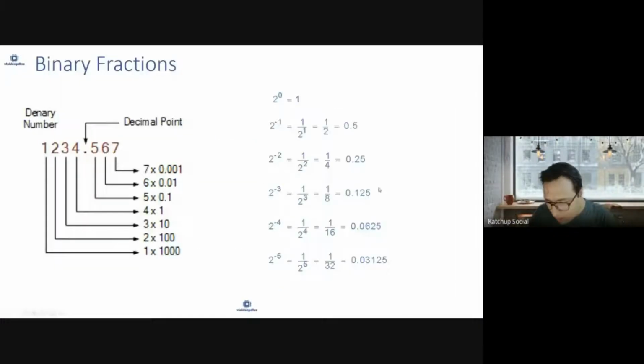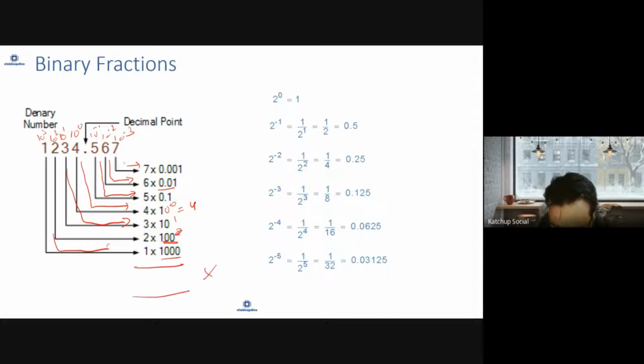So let me go back to our school mathematics. In decimal, whatever is on the left hand side of the decimal point is 10 raised to power 0, 10 raised to power 1, 10 raised to power 2, 10 raised to power 3. And these are 10 raised to power minus 1, 10 raised to power minus 2, and 10 raised to power minus 3. So you basically represent this as 7 into 10 raised to power minus 3, 6 into 10 raised to power minus 2, 5 into 10 raised to power minus 1, 4 into 10 raised to power 0, which is 4, 3 into 10 raised to power 1, 10 raised to power 2, which is 100, and 10 raised to power 3, which is 1000. And then you add all of these up, you get your number, which is 1234.567. This is your fractional number in decimal.